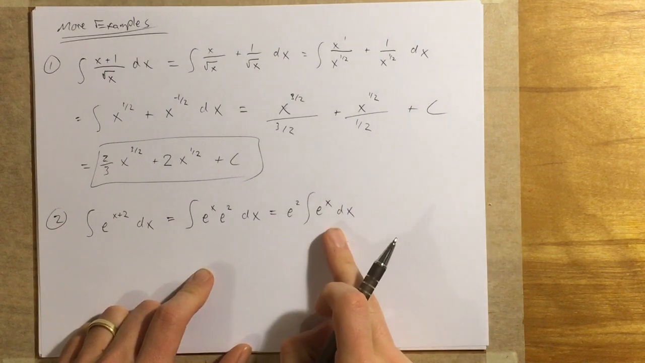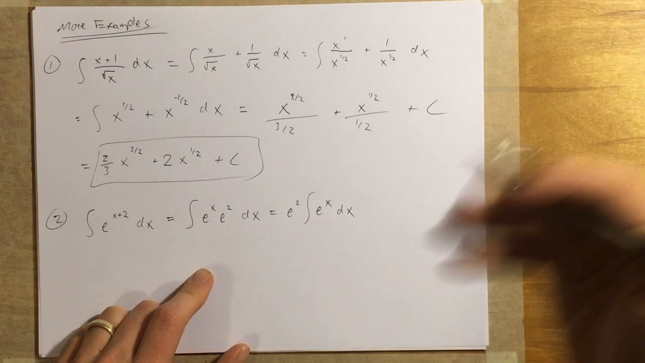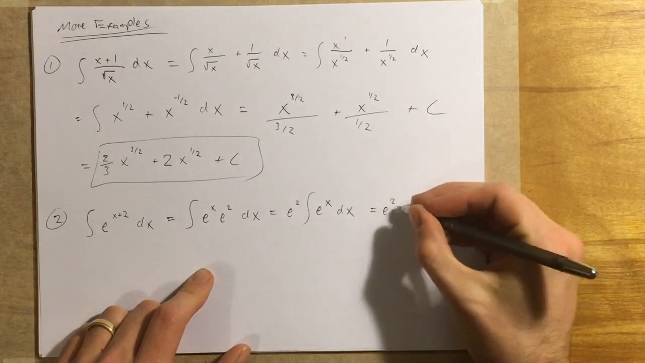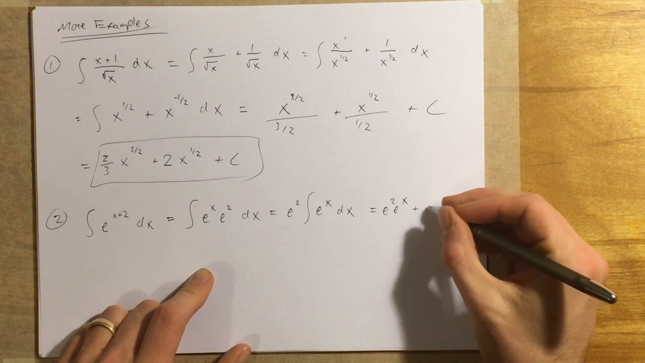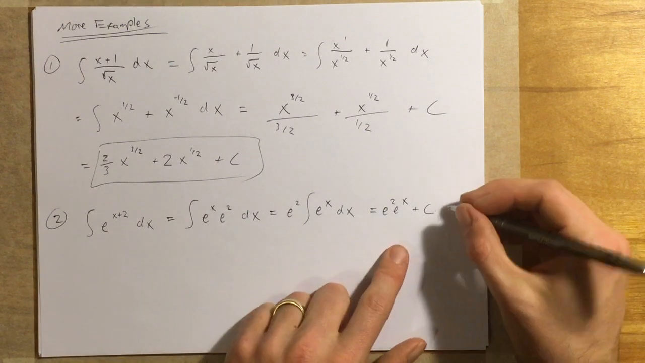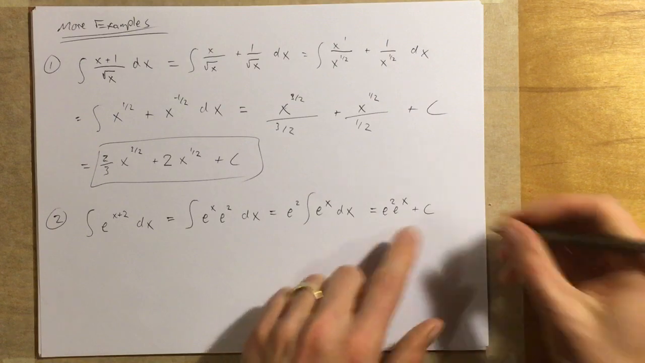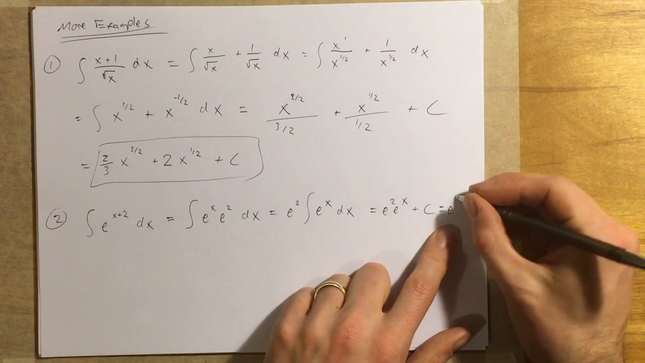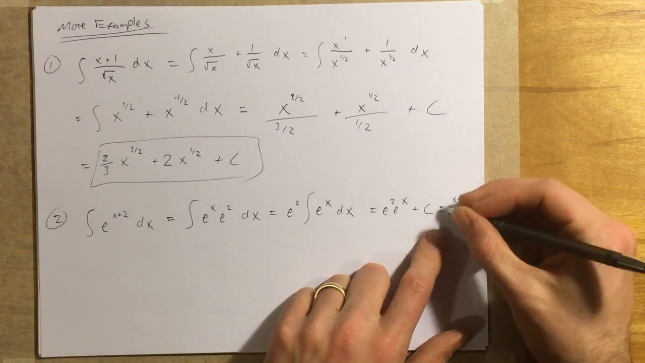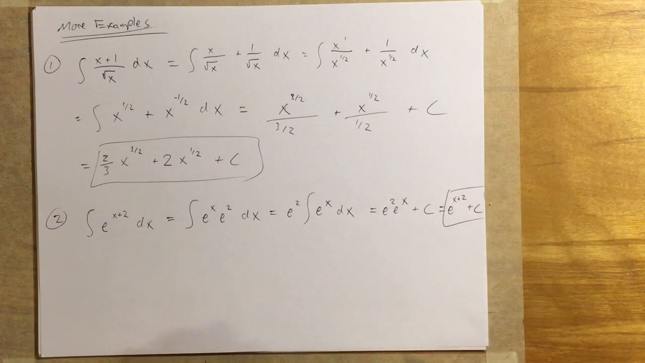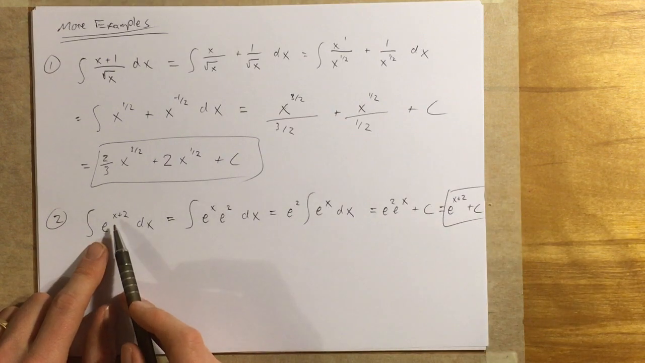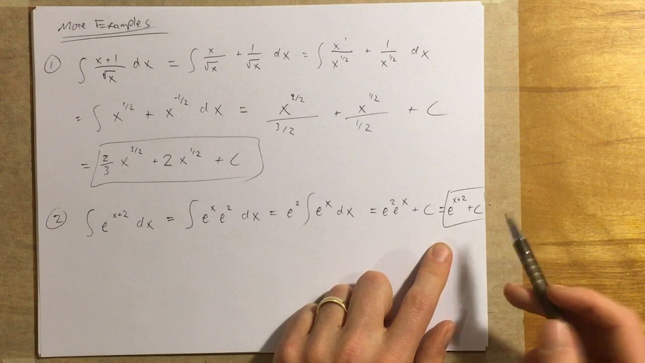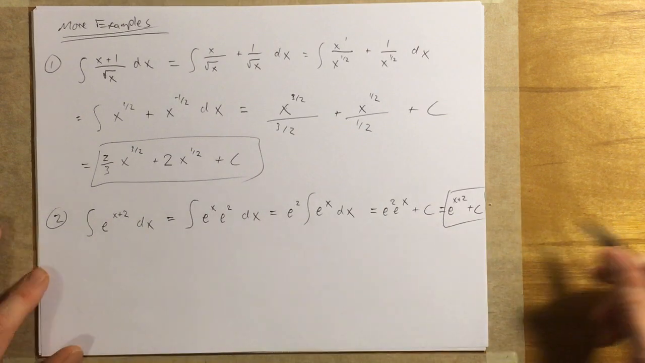Now e to the x, its antiderivative is itself. So now we have e squared times e to the x, and then of course plus c. And here we can combine this back together again if you want into e to the power x plus 2 plus c, which is our answer. So the antiderivative of e to the x plus 2 is itself plus an arbitrary constant. Number 3.